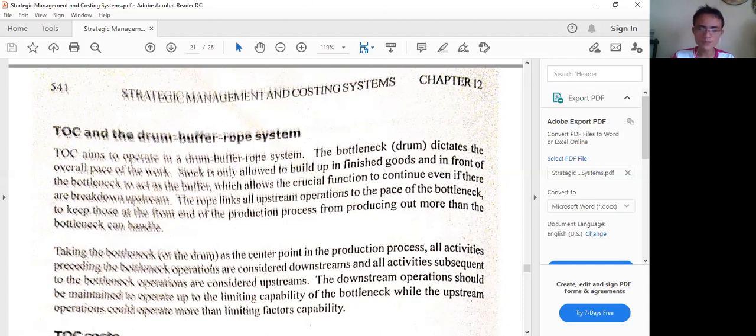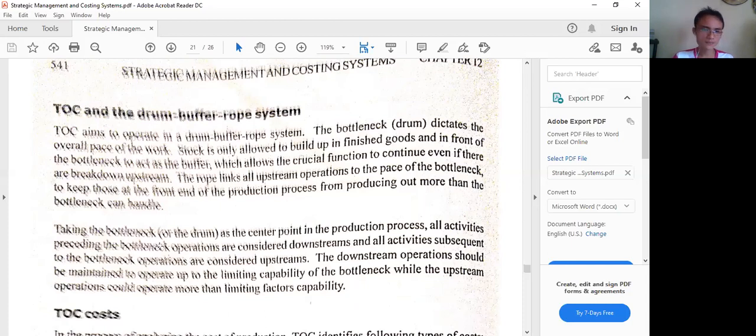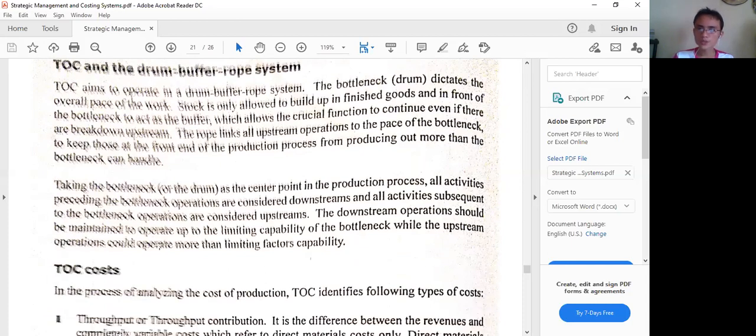So the drum is the center point in the production process, and if ever we take that, then all activities preceding the bottleneck operations are considered downstream, and after that will be upstream. The downstream should be maintained to operate up to the limiting capability of the bottleneck, while the upstream operations could operate more than the limiting factor's capability. So this is what I said a while ago, that if we go beyond the bottleneck, we can now consider more operations, more production than prior to it. All right. So the buffer would support us so that we can continue our operations despite the bottleneck that is available.